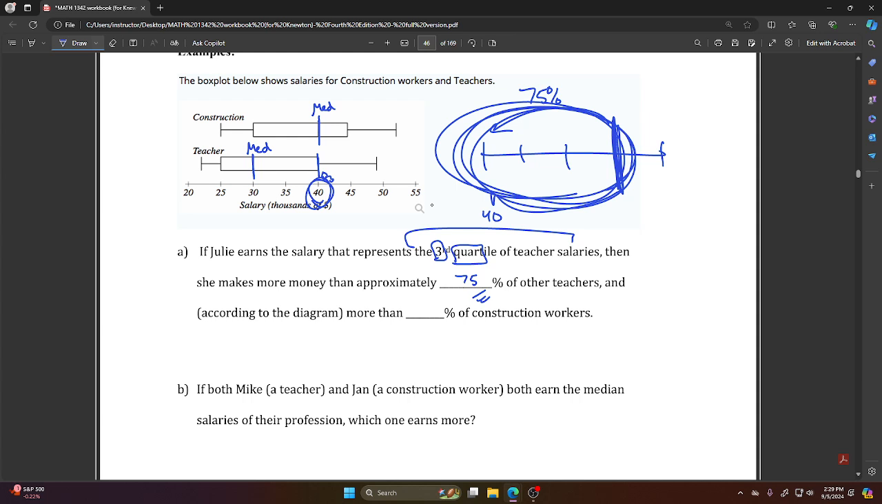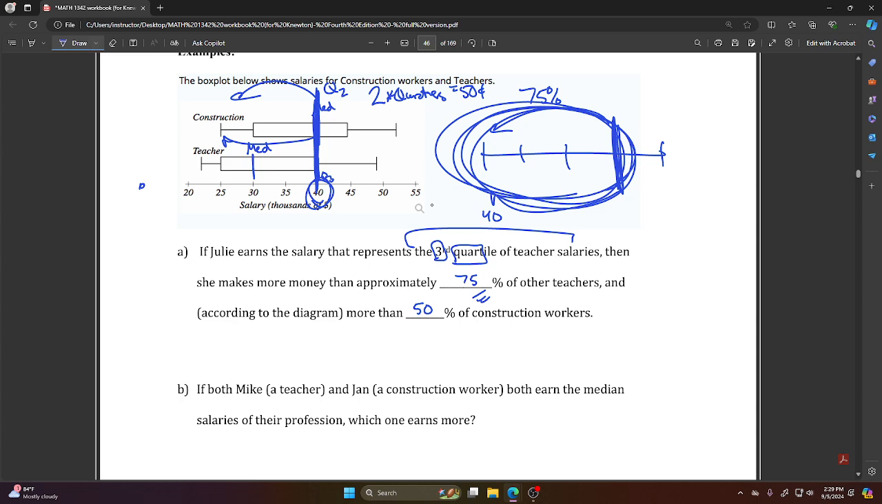Okay, but then they're asking about construction workers. So this is her line right here. She's at 40 right there, right? This is where she is. So then if you jump to this graph, how many folks are less? 50. Yep, 50. Because this is the median, but it's also the second quartile, right? 2 quarters is 50 cents. So, yay, 50%. I mean, that's the math.